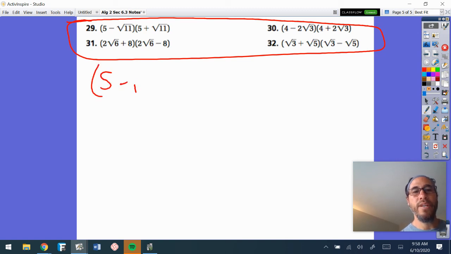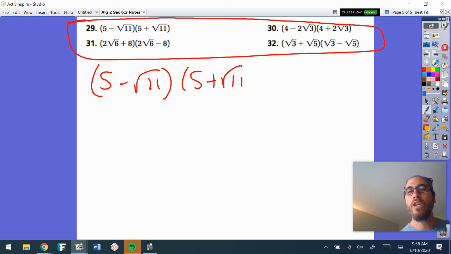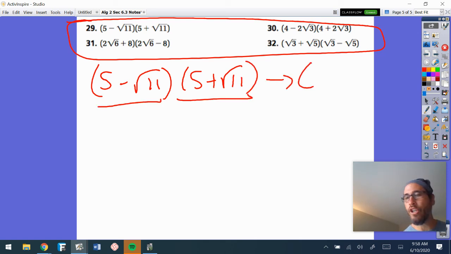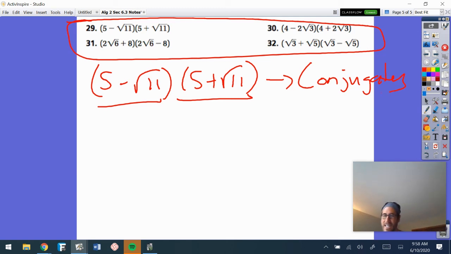Number 29. We have a shortcut. You are only allowed to use the shortcut if you have binomial times binomial that are conjugates. Okay, they have to be conjugates. These are conjugates. Why are these conjugates? Because that 5 is the exact same thing as that 5. That square root 11, same thing as that square root 11, but the signs in the middle are different.